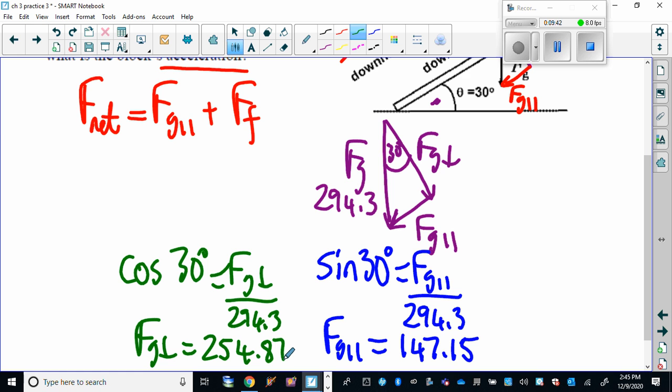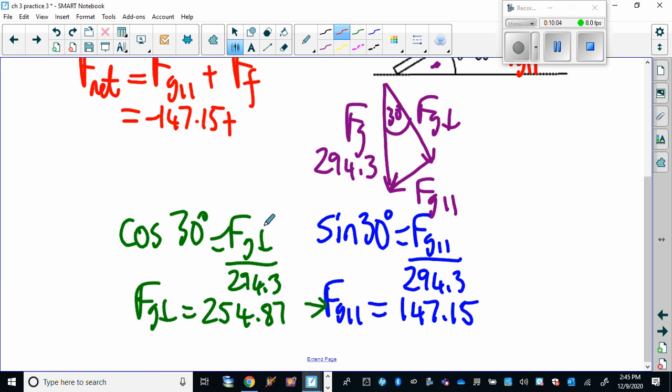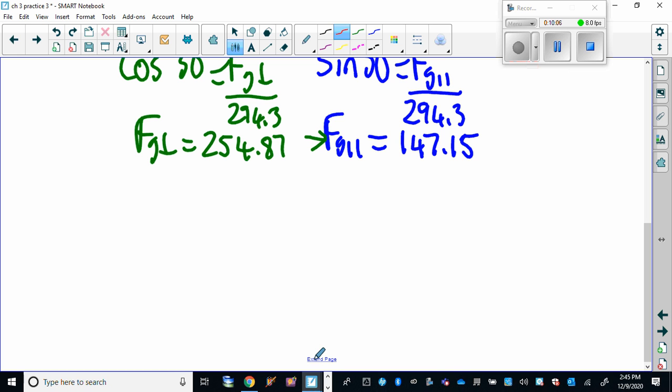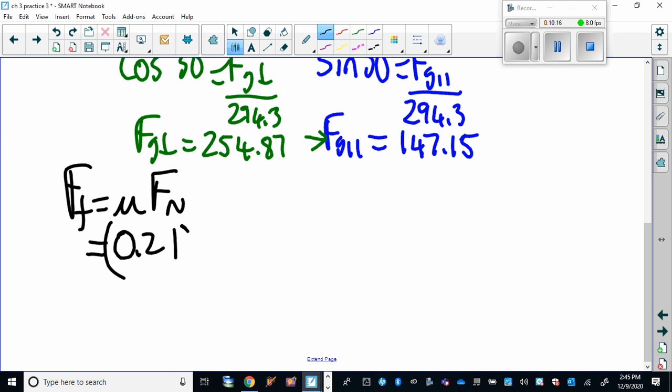Okay, so at this point, we can put in the force of gravity parallel, and I'm going to make it a negative because it's accelerating down the slope. So we'll make that one a negative, and we'll make the force of friction positive. We don't know the force of friction, we're given the kinetic coefficient of friction. And of course, our formula is that the force of friction equals mu times Fn. Mu, 0.12, is given to us in the question.